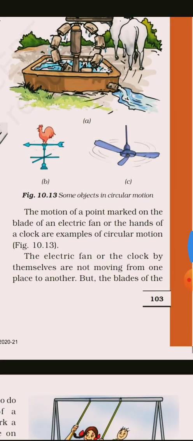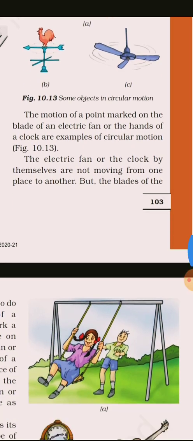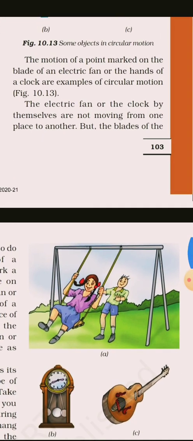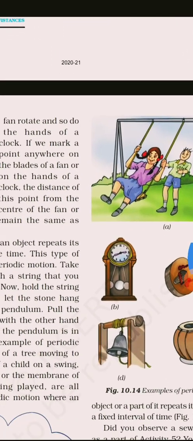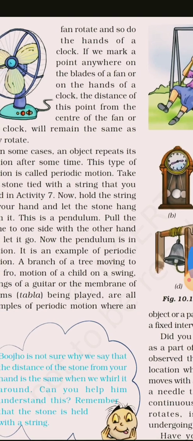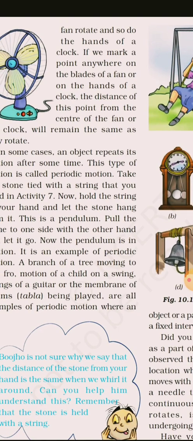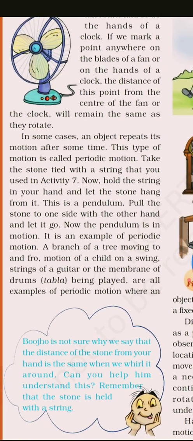और ये जो फिगर 10.13 के अंदर दे रखे हैं सारे ही किसके एग्जाम्पल हैं? सर्कुलर मोशन के. The motion of the point marked on the blade of an electric fan or the hand of a clock, for example, is circular motion. The electric fan or the clock by themselves are not moving from one place to another, but the blade of the fan rotates, and so do the hands of a clock. If we mark a point anywhere on the blade of the fan or on the hands of the clock, the distance of the point from the center will remain the same.